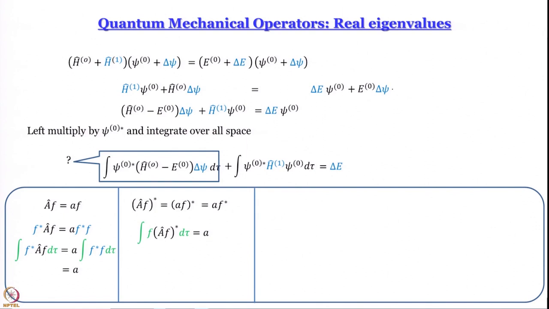What kind of momentum is that? Momentum, position, these have to be real quantities. So, eigenvalues must be real for quantum mechanical operators. Using this, we have got this expression here.